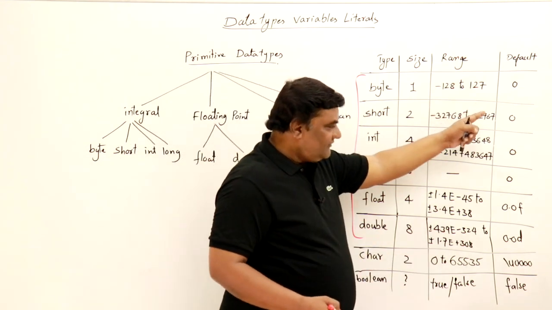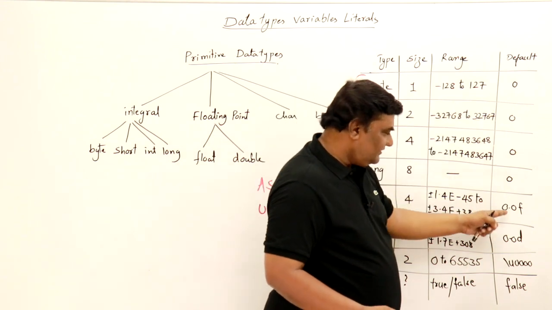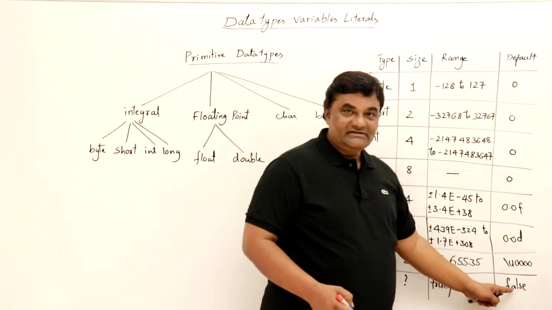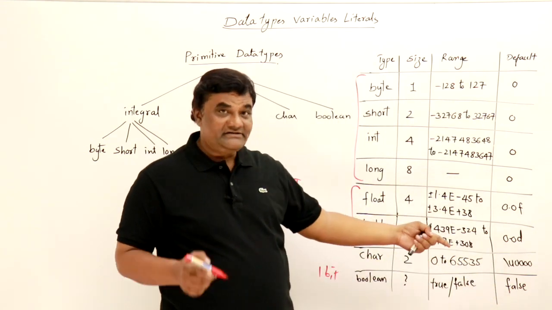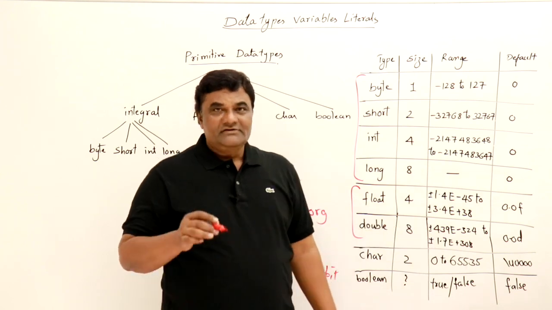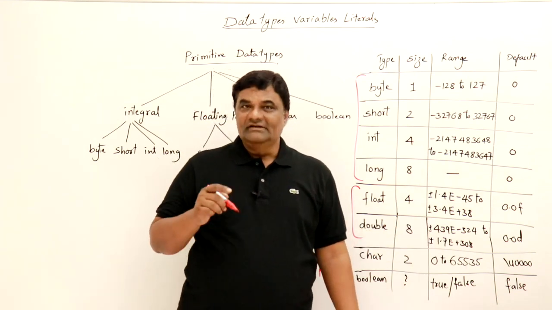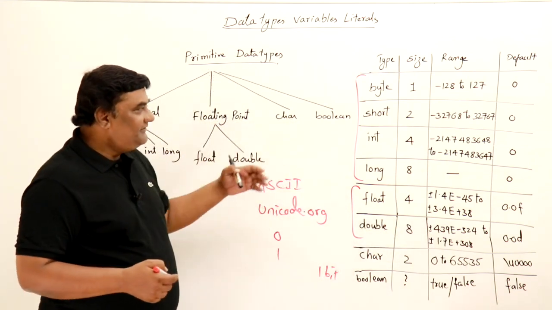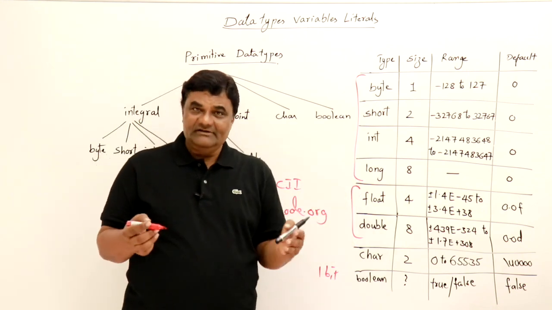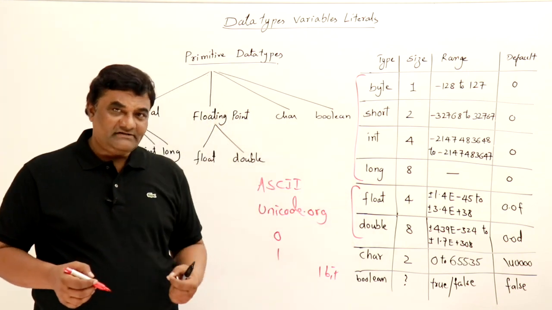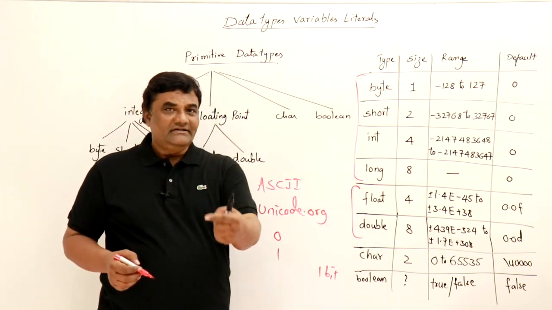Now if you look at the default values, all are zeros only, except this one, false. It is false. It's not 0, it is false. So that's all. These are the data types. Now I will remove this and I will use these data types and declare some variables, and also I will tell you about literals. So that I will continue in the next video.